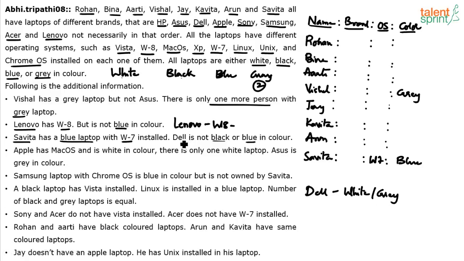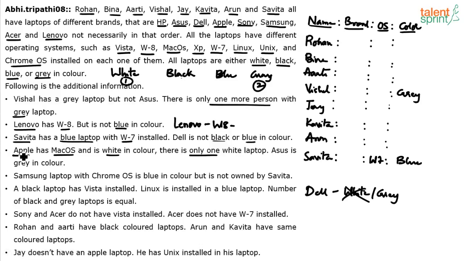So next point, Apple has Mac OS and is white in color. There is only one white laptop. Okay, so clear information. Apple has got Mac OS, white in color, and there's only one white laptop. So white is only one in color. Now since Apple has Mac and is white in color, and there is only one laptop which is white in color, Dell cannot be white in color. Yes or no?